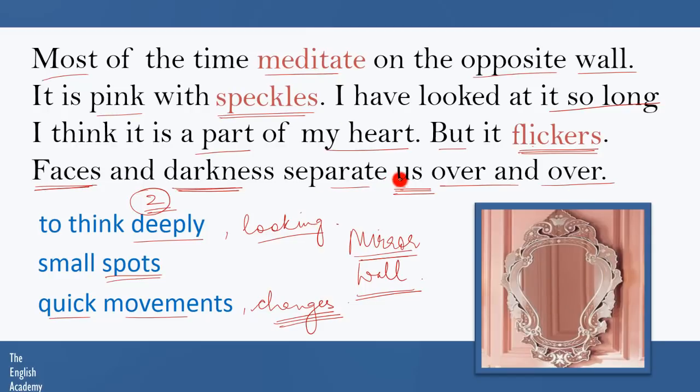So in this stanza, the mirror tells us that for most of the time it keeps on looking at the wall in front of it. It says it can even identify the small pink spots on the wall. And further the mirror says it keeps on looking at the wall for such a long time that it feels that the wall is a part of the mirror only. And then it says that this appearance changes whenever any person comes and stands in front of the mirror, the wall disappears. And when there is darkness, no images are formed on the mirror. Even then, the opposite wall disappears.